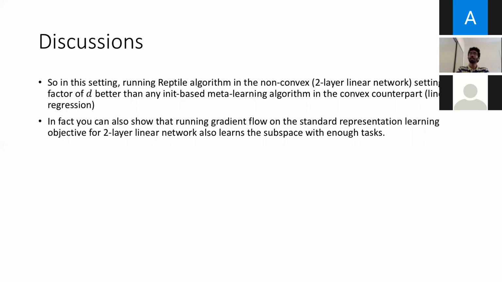And you can actually show similar results, not just for the Reptile updates, but also for a standard representation learning objective, where you learn a common first layer for the training tasks and different second layers for different tasks. And you don't need to add any regularization or anything. You can just show that gradient descent on this objective will also give you a first layer that learns a subspace.